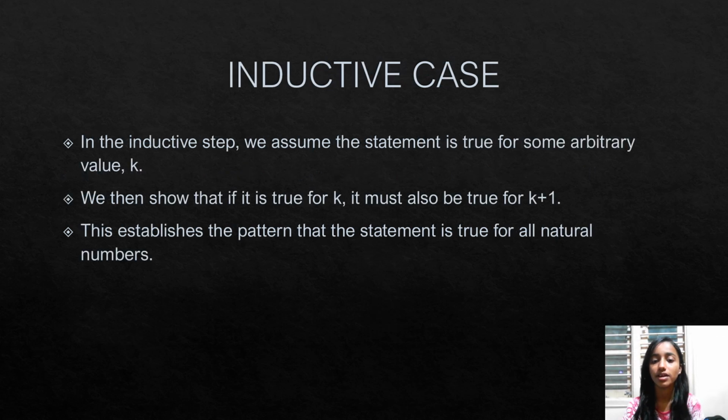Inductive step. In the inductive step, we assume the statement is true for an arbitrary value k, known as the inductive hypothesis. We then show that if the statement is true for k, it must also be true for k plus 1. This step establishes the pattern needed to extend the truth of the statement from one value to the next, thus proving the statement for all natural numbers.